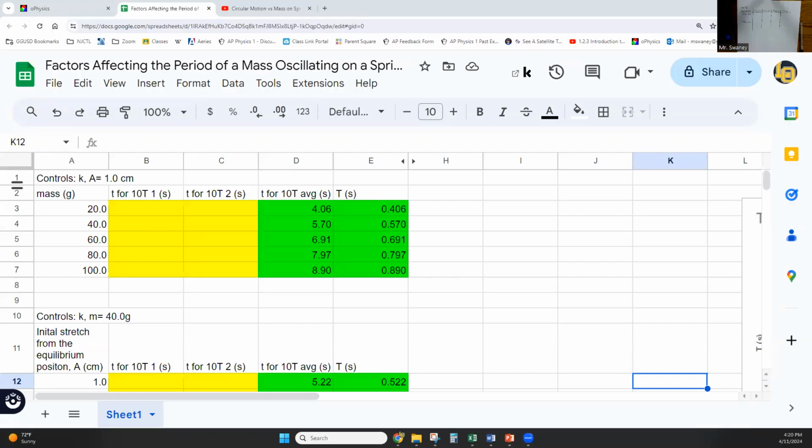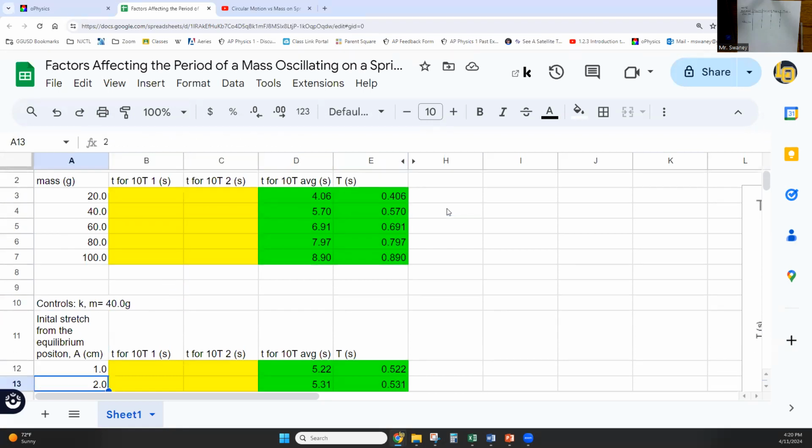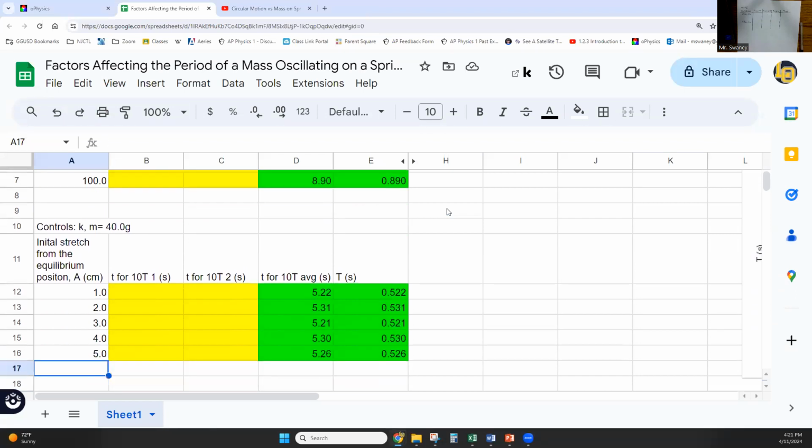Okay, if you've got data, here's some representative data. This is data from students. So you might have something like this. It might be similar for your times. And then we divide by 10 to get average times for the period. Okay, here is changing the mass, and here is changing the amplitude.